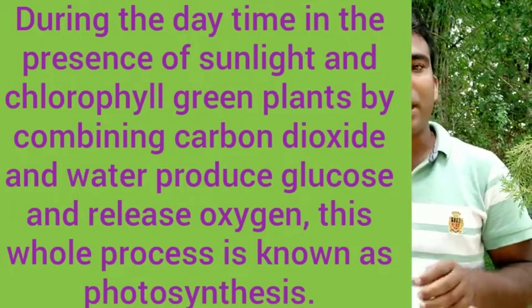Again, what is photosynthesis? During the daytime, in the presence of sunlight and chlorophyll, the green plants absorb the minerals and nutrients from the soil and carbon dioxide from the atmosphere. And by combining all these things, they produce the glucose and release oxygen into the atmosphere. This whole process is known as the photosynthesis. Here one important thing we have to remember, that there are 4 important requirements for photosynthesis. The 4 important requirements are the chlorophyll that is present in the leaves of the green plant, carbon dioxide which is present in the atmosphere, then water the green plants absorb from the soil, and also the sunlight.